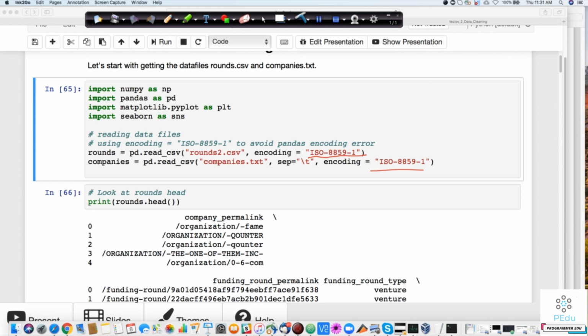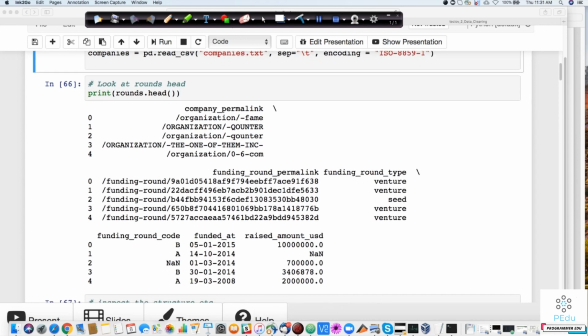Now let's look at what exactly my data looks like. First we are going to look at the rounds data. In the rounds data, you can see that we have all these company names, which is the permalink. But you also have the details of the funding rounds, like whether it was a venture round or seed round, what kind of funding, like Series A, B, or C funding, when it was funded, and what amount was raised. This is all the data you have.